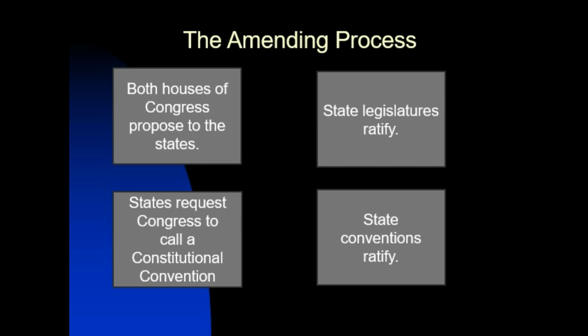So we need 2/3 of the states to request Congress to call a constitutional convention, which may be on a particular question or a particular suggested amendment that somebody has already written, or it could just be blanket. Let's have a constitutional convention and see how many amendments we can think up. It's wide open.